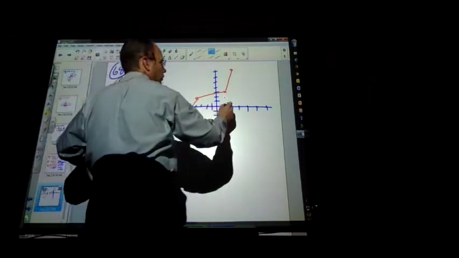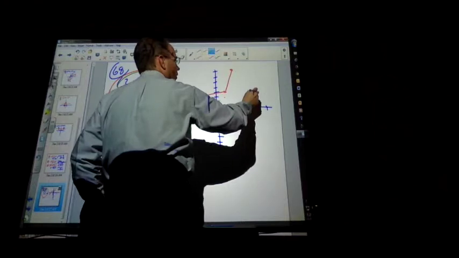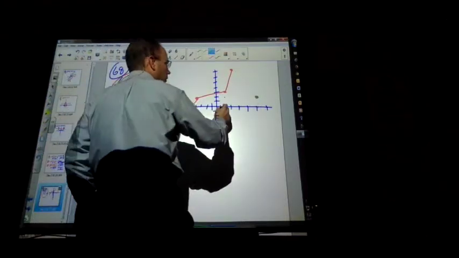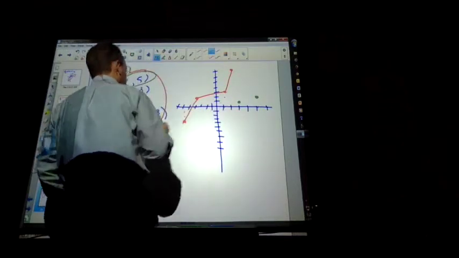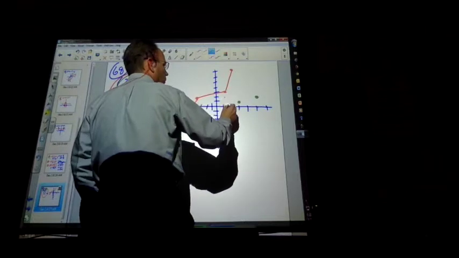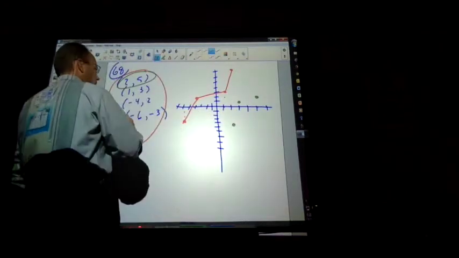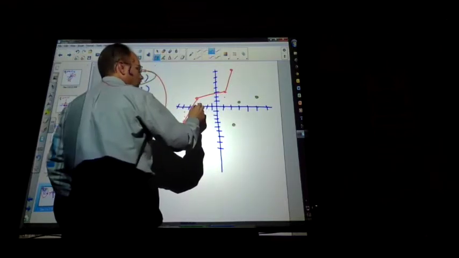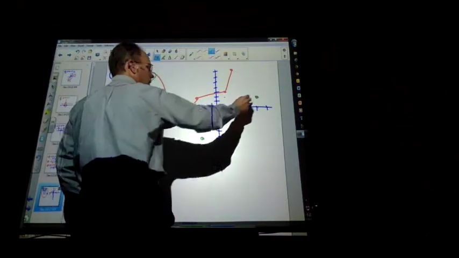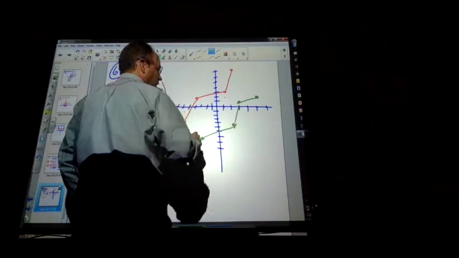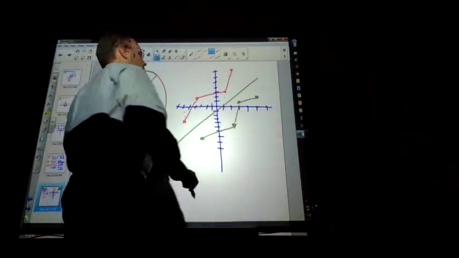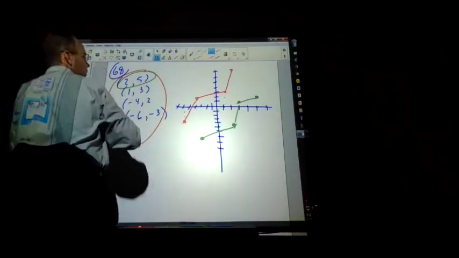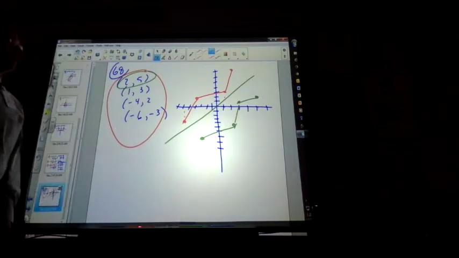All right, so then I'm going to plot 5, 2, 1, 2, 3, 4, 5, 2. Those are inverses 3, 1, 2, 3, 1. Inverses 2, negative 4. And then negative 3, negative 6. So the red is the original, the green is the inverse. You should see that it's symmetric about that line if I drew it right. Verifies it's inverse.